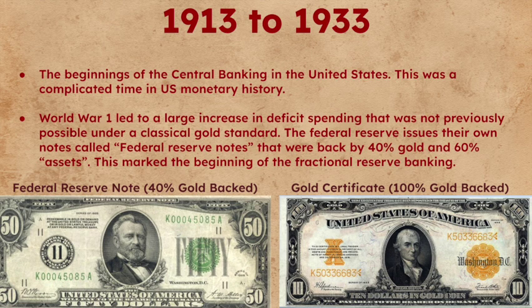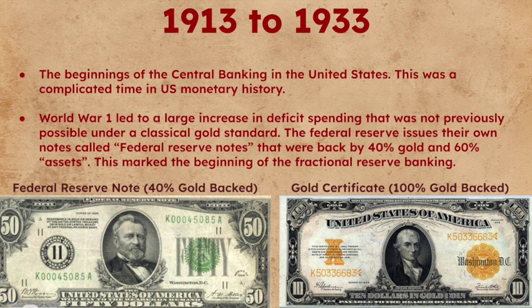And so this is when the Federal Reserve was created, which is the central bank of the United States. And the Federal Reserve decided to issue their own notes called Federal Reserve Notes that were backed by 40% gold and 60% "assets." And I put that in quotes there because no one really knows what these assets are. It's just they call them assets. And this marked the beginnings of what is known as fractional reserve banking, where you have less gold in the vaults than you do paper derivatives of the gold in the vaults.